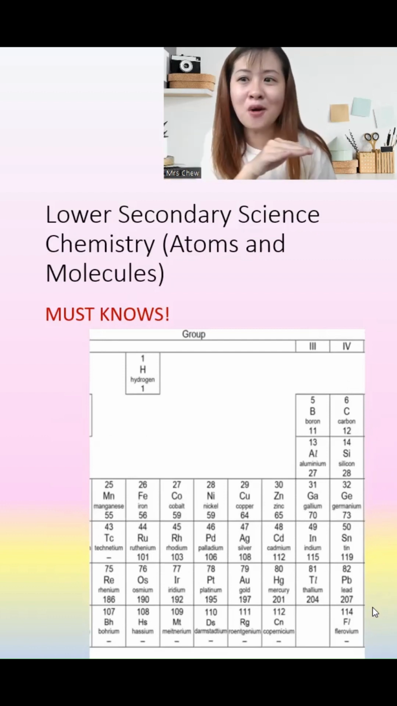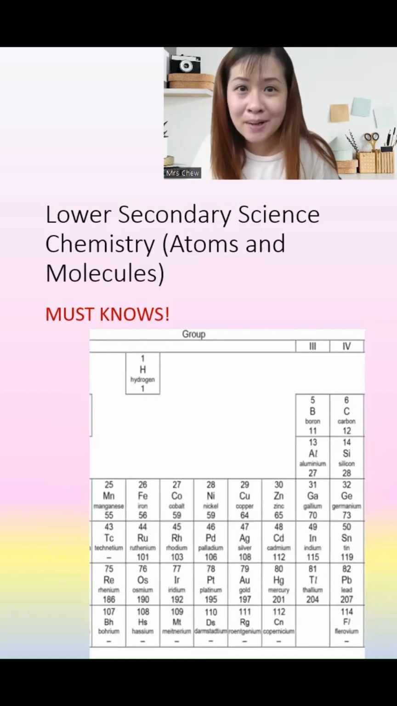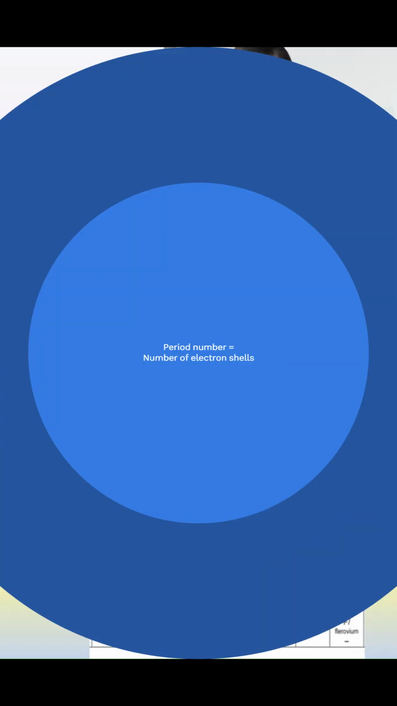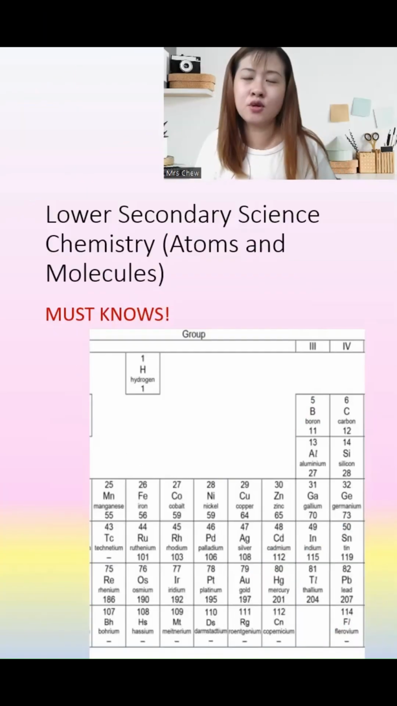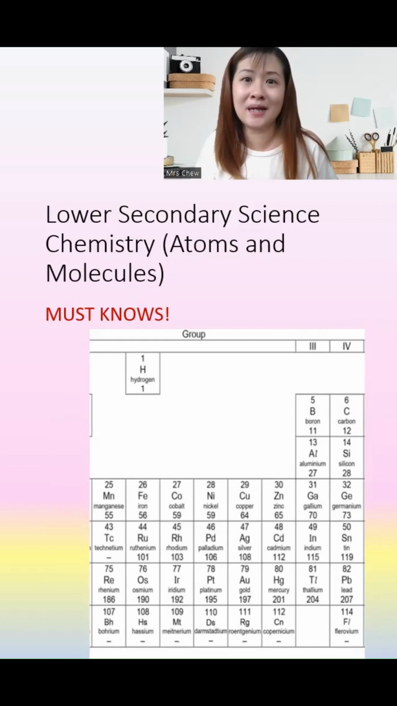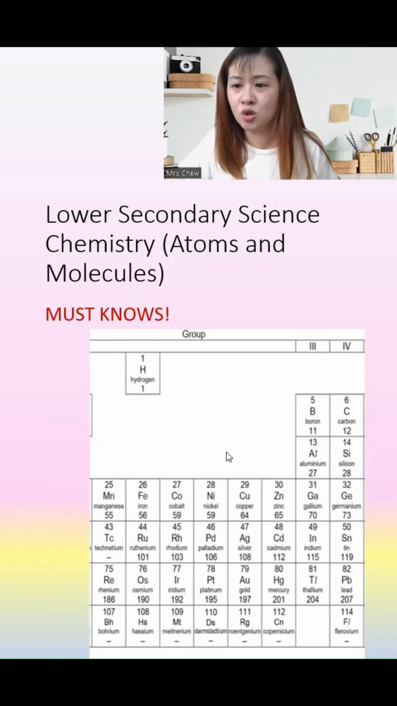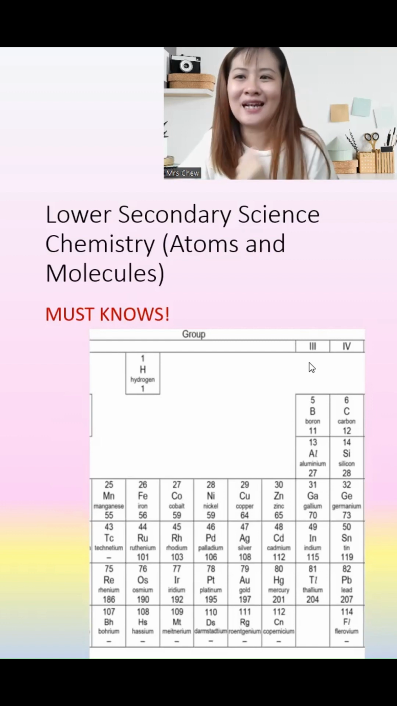The horizontal rows are called the periods. The period represents the number of electron shells. All right, the number of electron shells. And if you have 3 electron shells, you will be in period 3. And if you have 2 electron shells, you will be in period 2. So for example, aluminium is in period 3, 1, 2, 3, and it is in group 3. So it has 3 outermost electrons and 3 electron shells.